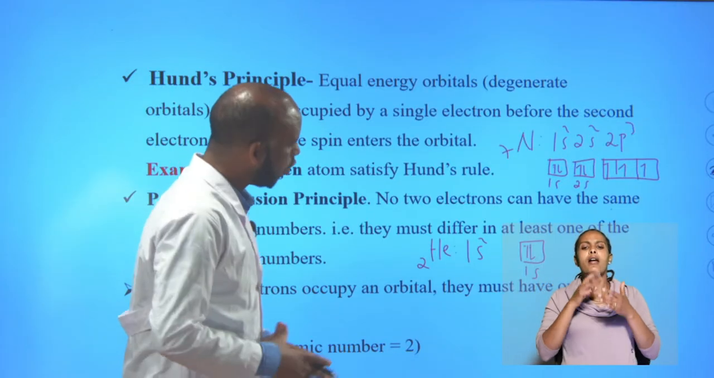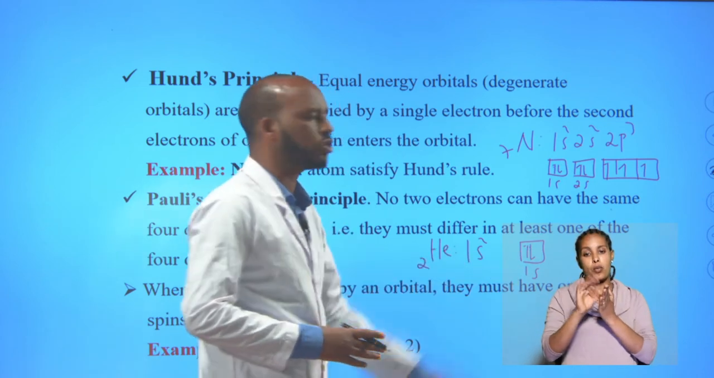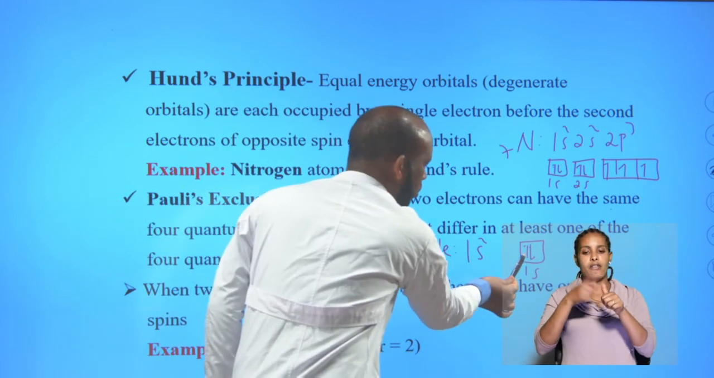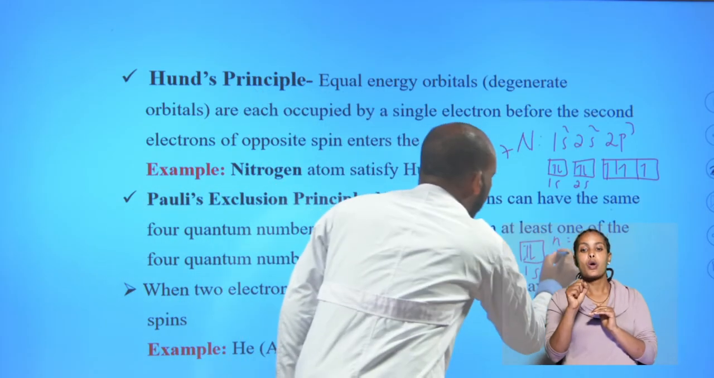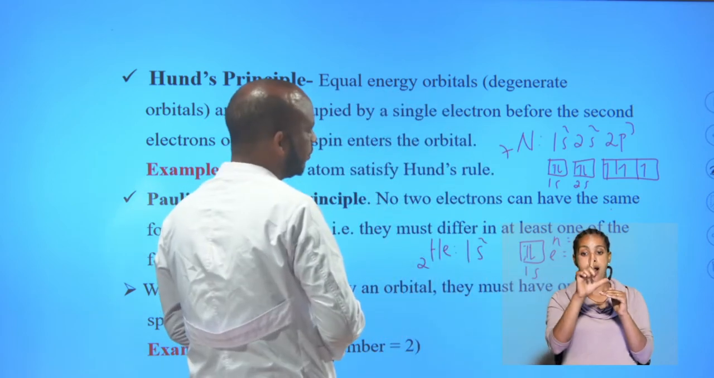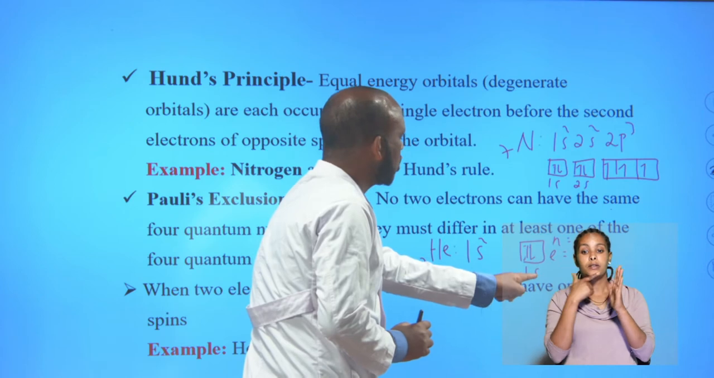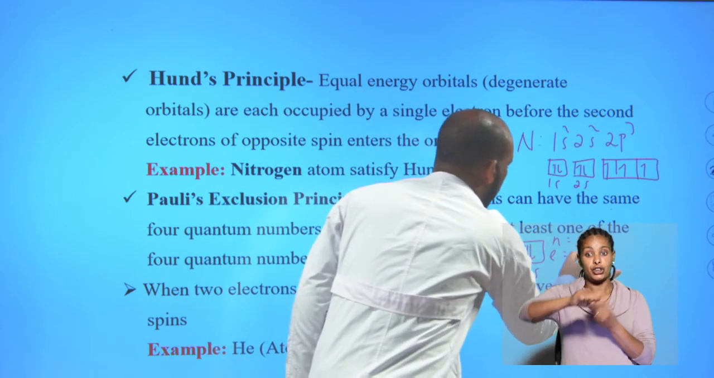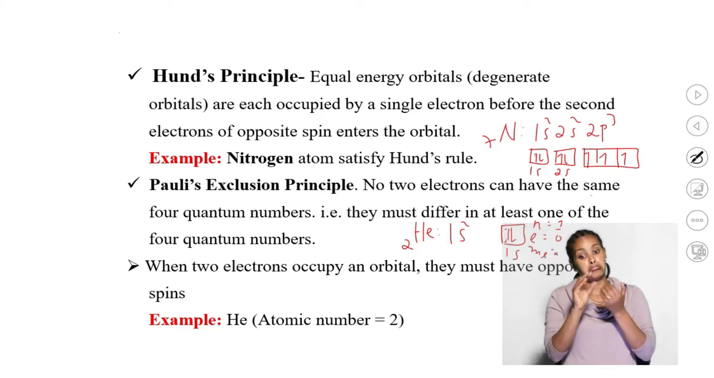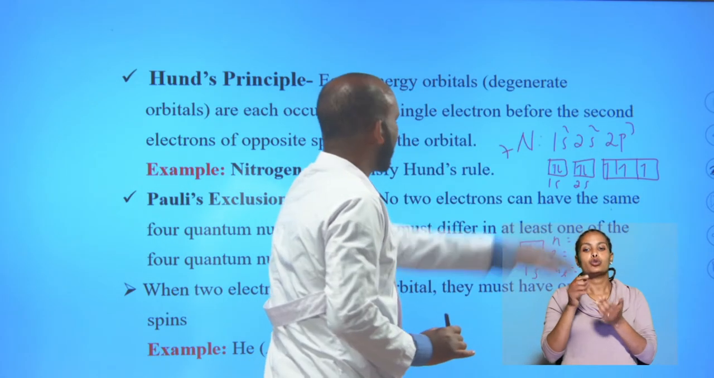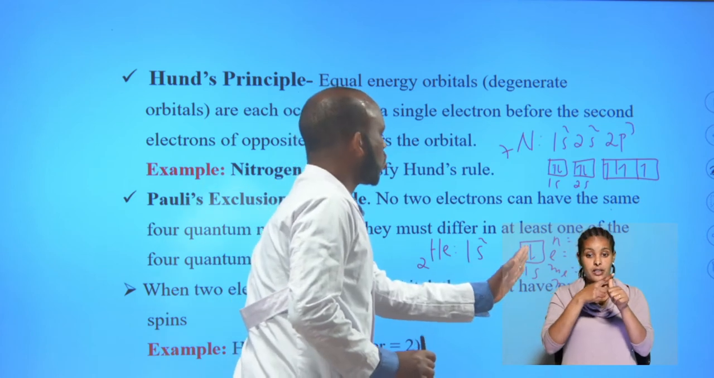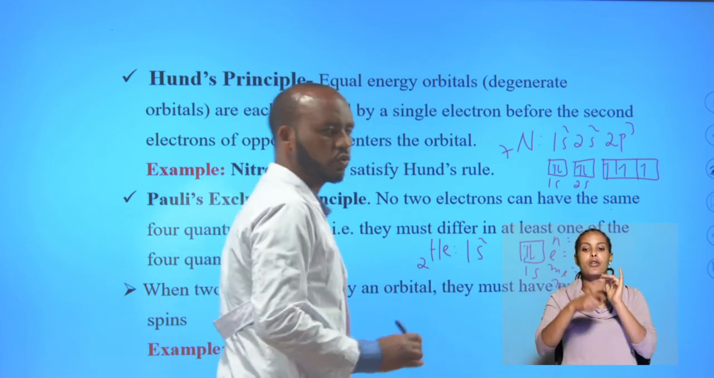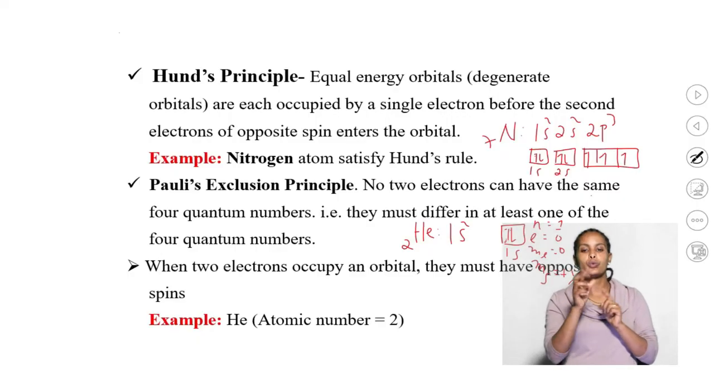Now, what are the four quantum numbers for these two electrons? For the first electron, the principal quantum number n equals 1. The azimuthal quantum number l: this is the s subshell, and for the s subshell, the value of l is 0. ml depends on l, from minus l through 0 to plus l, so it is 0. ms for the first electron: this electron points upward, therefore the value of ms is plus 1/2.